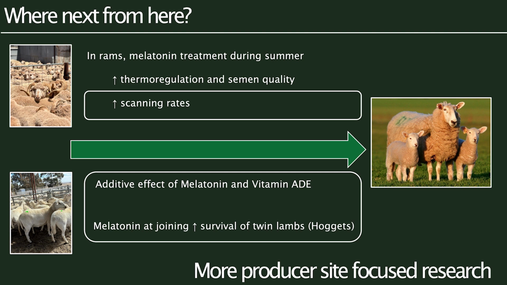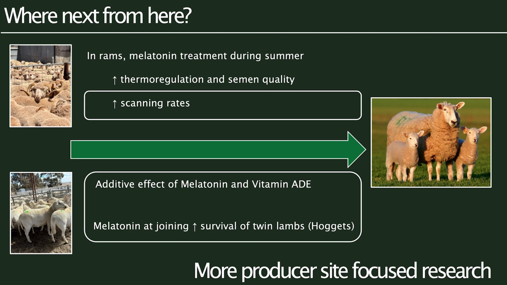Based on what we found out, we've demonstrated from intensive studies that in rams, if we treat them with melatonin during summer, we can improve their thermoregulation and we can improve their semen quality. That's merino rams. And when we join treated rams with ewes, we increase scanning rate quite considerably.